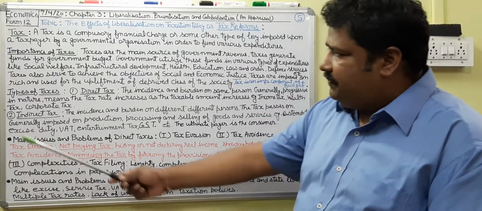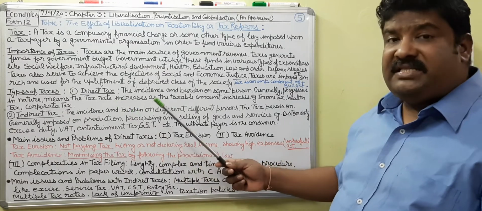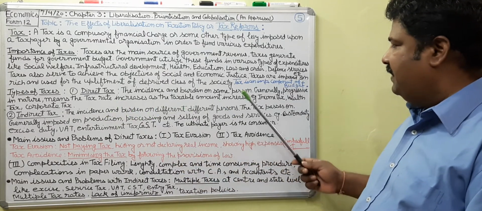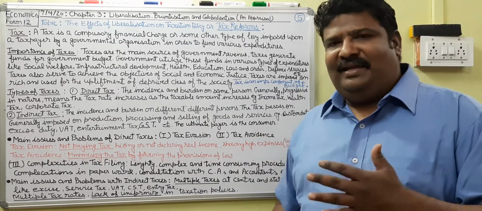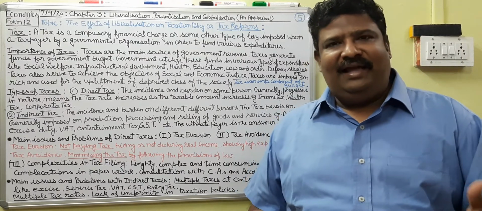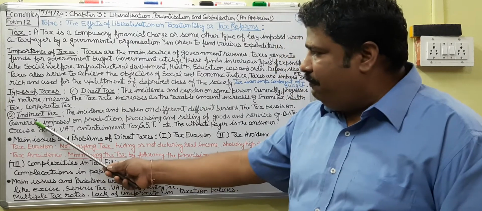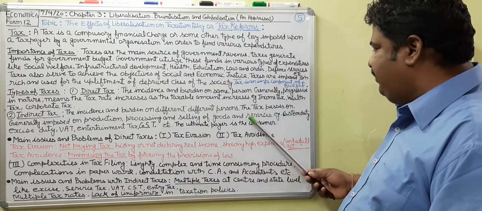Then the other is indirect tax. The incidence or burden, burden means impact, is on a different person. The burden is passed on. They are mainly taken on the production, selling and consumption of a commodity. So generally imposed on production, processing, and selling of goods and services.